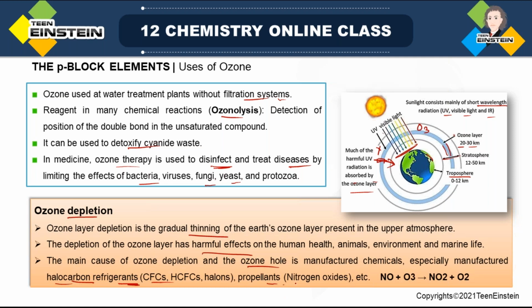And there is also the presence of propellants, that is different oxides of nitrogen, which also destroy the ozone layer. For example, nitric oxide plus ozone: now ozone is converted to O2. That means the ozone layer is destroyed. Okay, so this is ozone depletion, which is not desired. Any doubt?